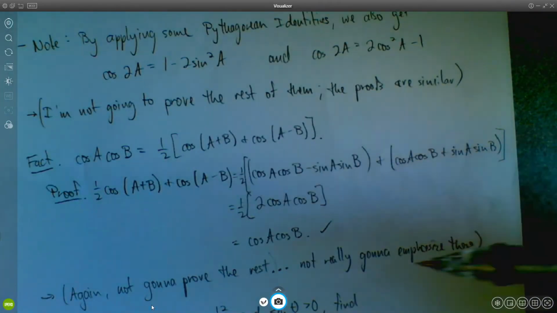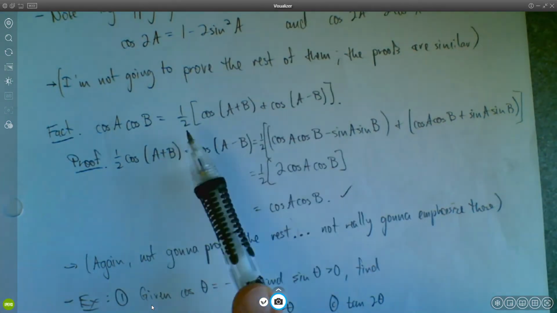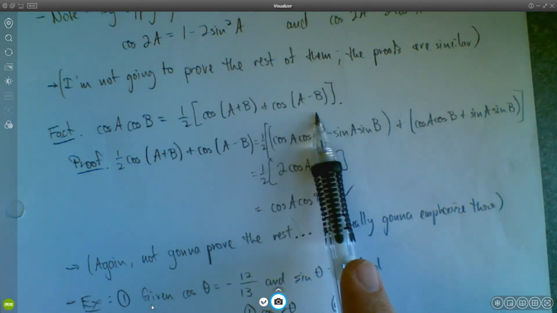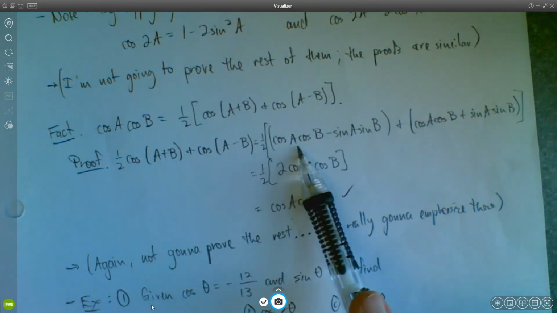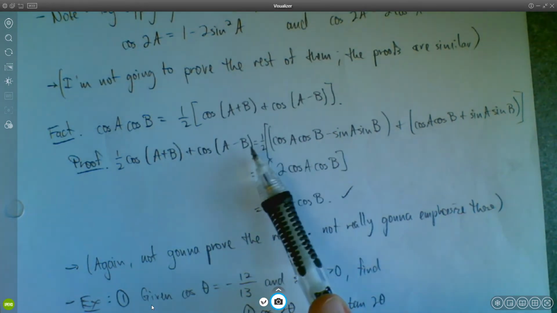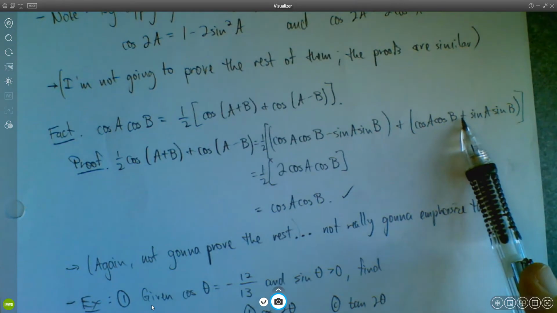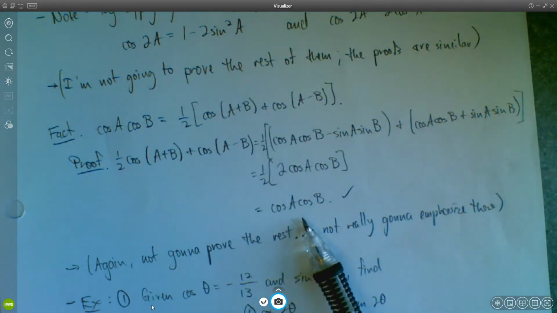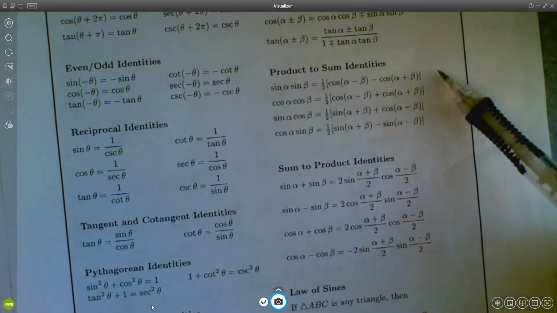To prove this, we actually work backwards. We start with the right hand side, and we can apply a sum formula. Cosine of A plus B is just cosine A cosine B minus sine A sine B. Cosine of A minus B is the same thing, but the sign in the middle changes. Then you combine like terms and you get cosine A times cosine B out of that. Again, I'm not going to prove the rest of these, but they're all similar.